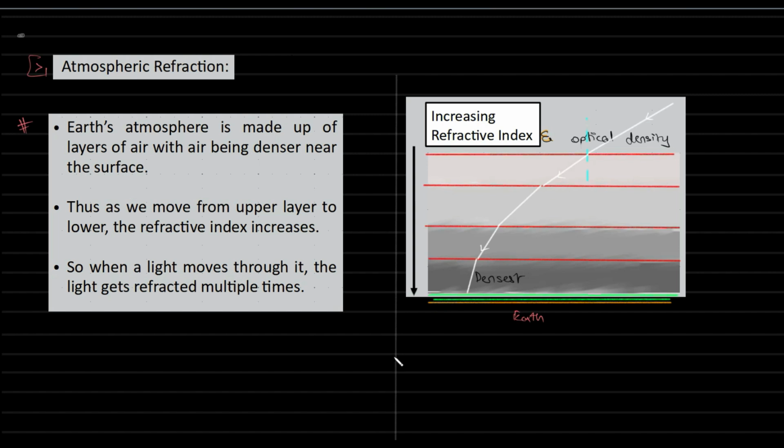So this is basically your idea. When the light moves through this layer, the light gets refracted multiple times. So it gets bent a lot of times. Okay, so this is your entire setup.